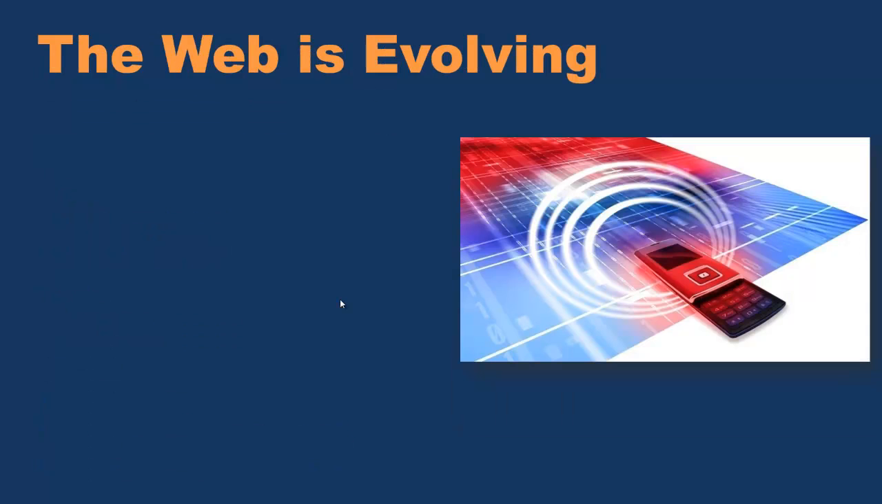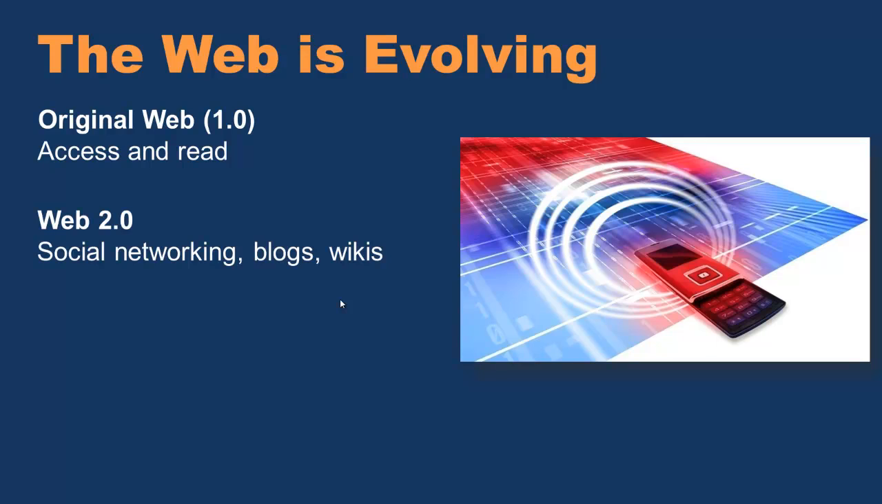So the web is an evolving place. Back in the 1990s, we had the original web, which people now refer to as Web 1.0. It was primarily access and read. It was great at the time and had everything we needed and more. But we then saw the emergence of Web 2.0 and a bunch of new social networking tools, blogs, and wikis, which enabled people to edit a web page directly from a web browser.